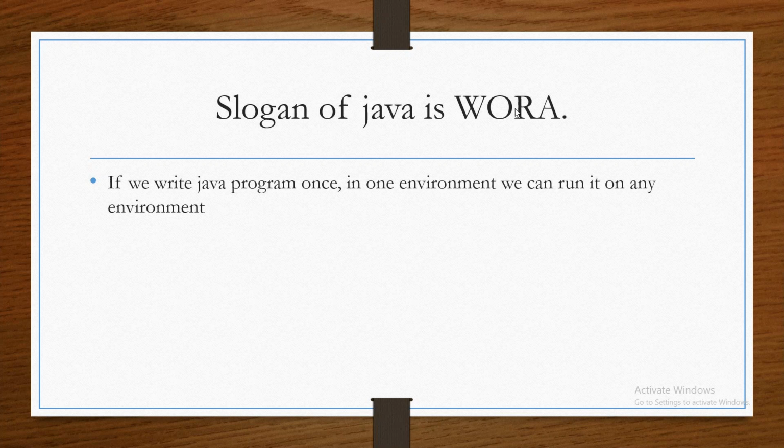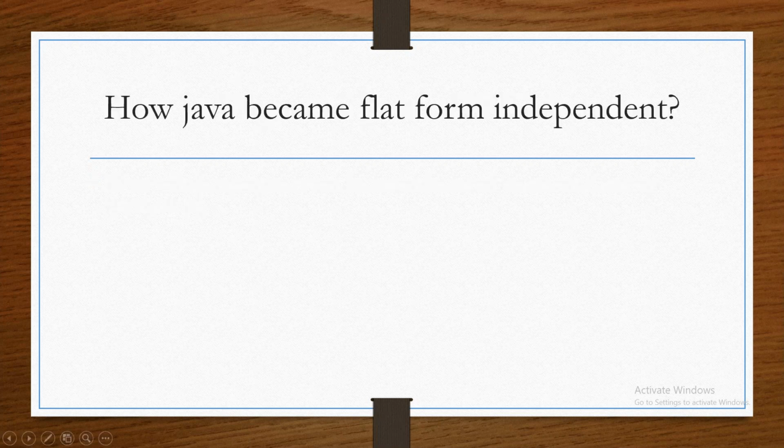But whereas in high-level programming languages like C and C++, if you write once, you can run only once. If you want to run on one more platform like Windows, Mac and different environments, again you have to write the program for those environments. Clear?